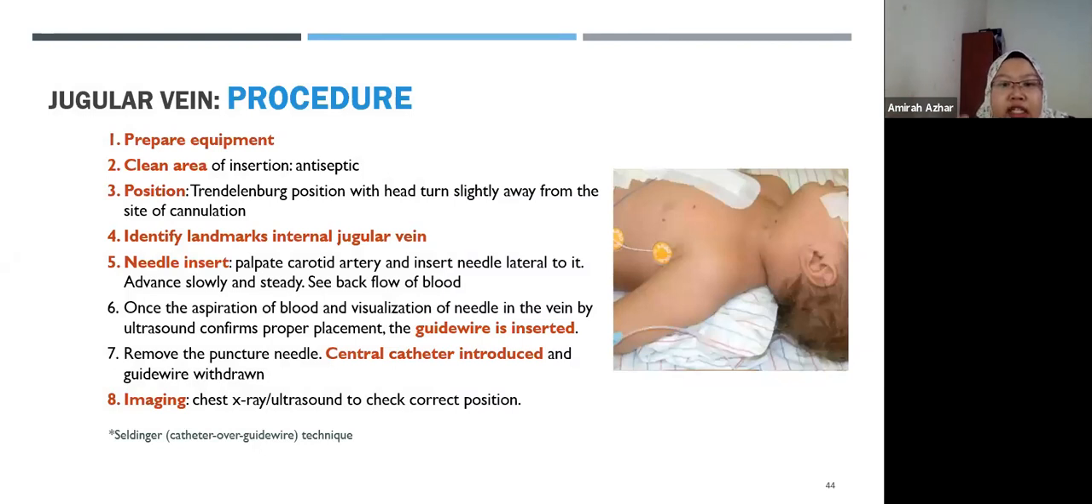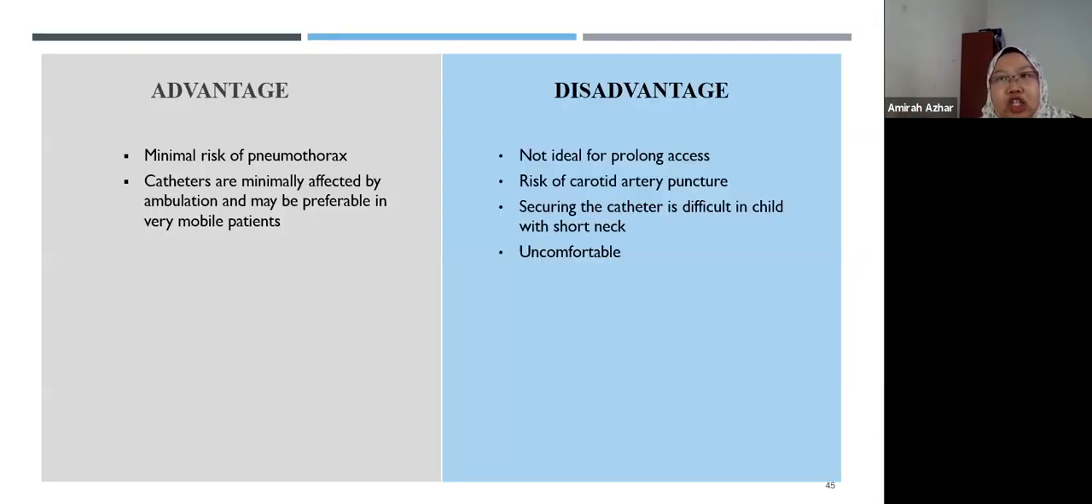After that, you insert the needle, the guide wire, followed by the central catheter. Last but not least, do an imaging test to confirm your position. The advantage of jugular vein is it has minimal risk of pneumothorax, and the catheter is minimally affected by ambulation compared to femoral. Femoral cannulation is affected if the child is moving.